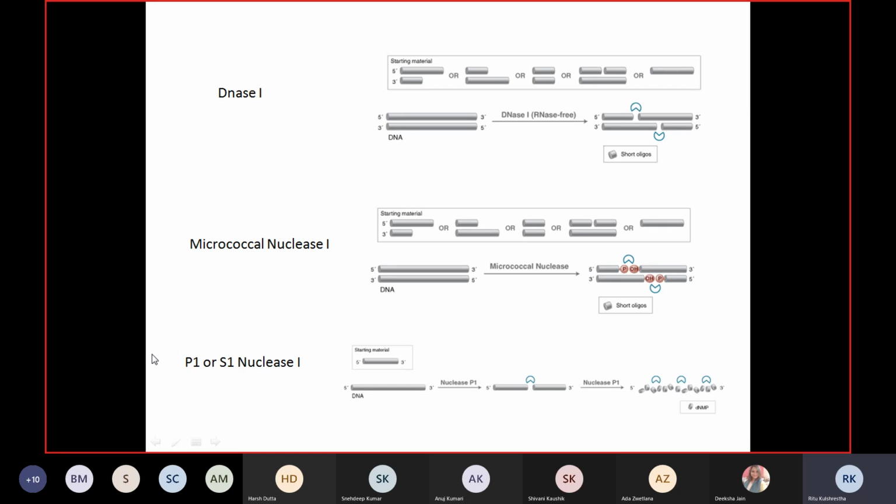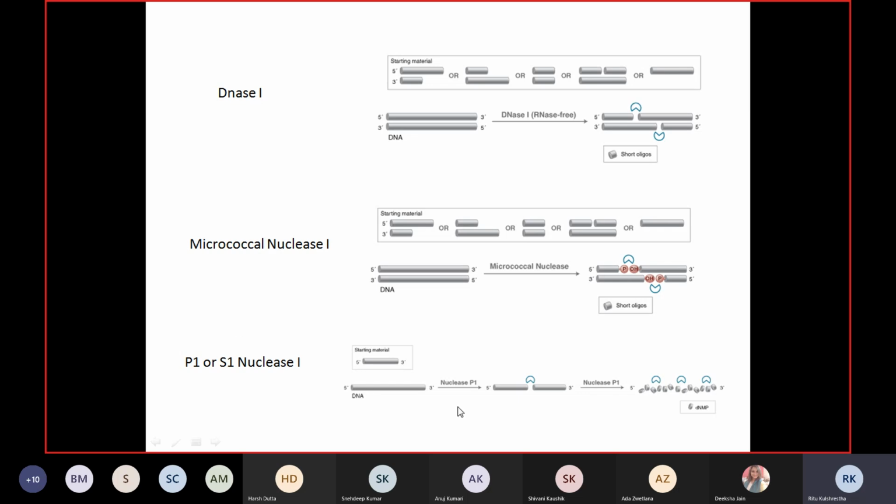Then coming to S1 or P1 nuclease, it only acts on single stranded DNA, and it is very, very useful in certain experiments or certain applications. When I'll be teaching you about transcript determination, etc., can you determine the intron exon boundary of a transcript, and how do you determine the ends of a transcript? In all those cases, S1 nuclease becomes very important. If there is a preparation of double stranded DNA or single stranded DNA, it will specifically only cut single stranded DNA.